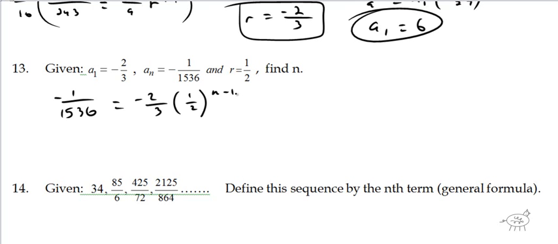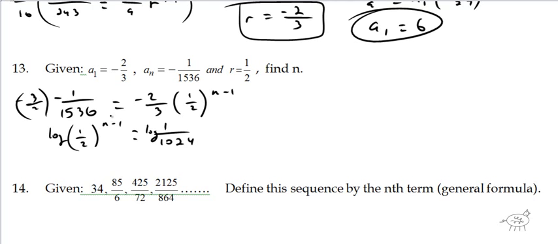Okay, so the first thing, please don't multiply negative 2/3 times 1/2. You're going to multiply everything by 3/2, negative 3/2. And you wind up getting 1/2 to the n minus 1 is equal to 1 over 1024. And then you take the log of both sides. And that n minus 1 then comes in front. And then I divide both sides by log of 1/2.